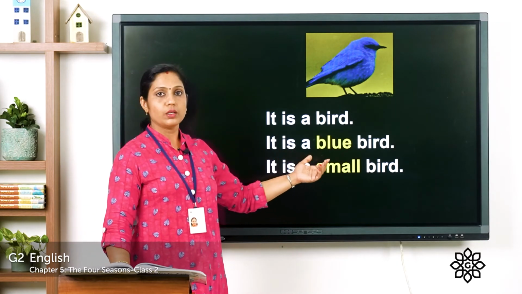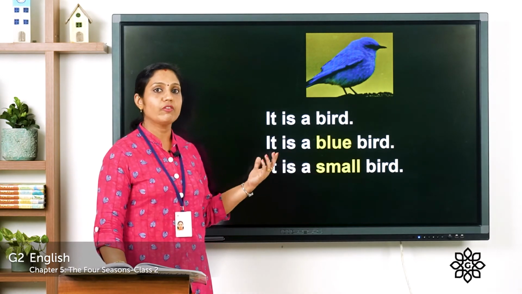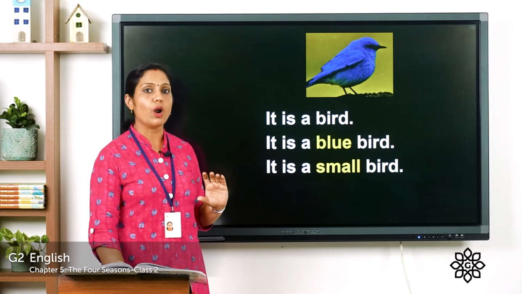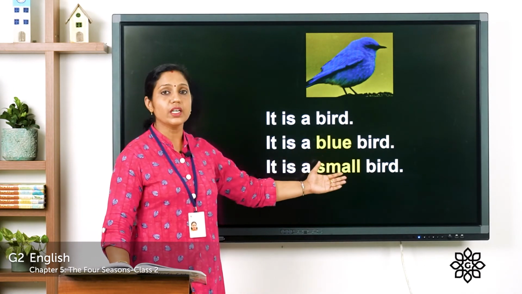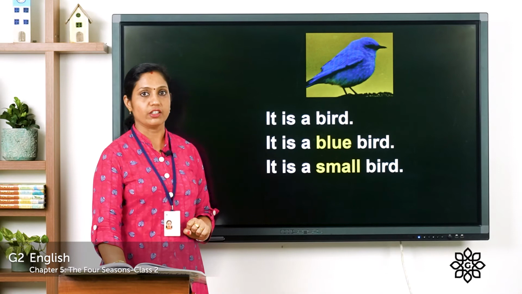It is a small bird. So how is the bird described? With its size, it is told that it's a small bird. So it is a small bird. The word small is the adjective.